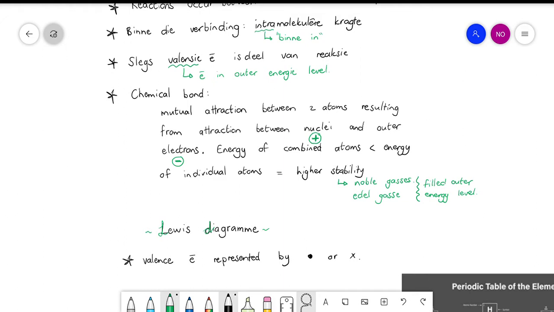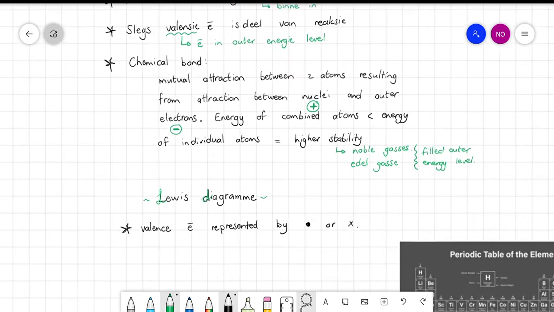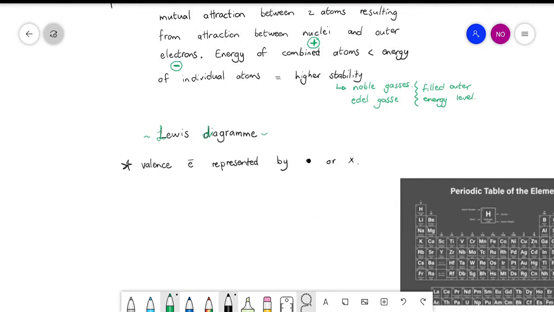Ons het dit gedoen toe ons die afboudiagramme gedoen het. Toe ons gesê dit is hoekom suurstof byvoorbeeld na O2- toe gaan, want soos wat hy is, het hy nog 2 elektrone wat hy kort in sy buitenste energievlak. But then if you add those 2 electrons, it becomes 2- charged, but then it is in a stable state, like a noble gas, because the outer energy level is filled.